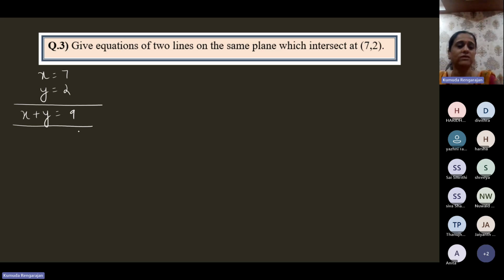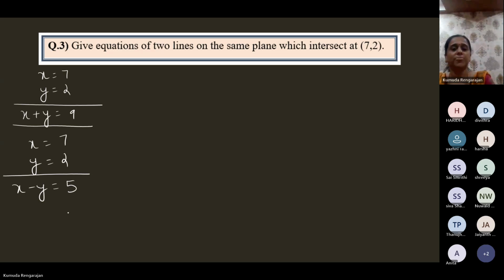Now let's do another one. x is equal to 7, y is equal to 2. Let's subtract: x minus y is equal to 7 minus 2, which is 5. So this is another equation which will contain the point (7, 2), because (7, 2) will satisfy this equation. Take this equation, put the values of x and y in the LHS: x minus y, 7 minus 2, is 5, which is the RHS.